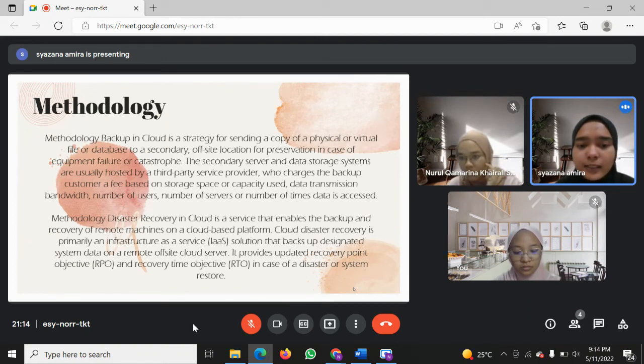Methodology: disaster recovery in cloud is a service that enables the backup and recovery of remote machines on a cloud-based platform. Cloud disaster recovery is primarily an infrastructure as a service solution that backs up designated system data on a remote off-site cloud server. It provides updated recovery point objective (RPO) and recovery time objective (RTO) in case of a disaster or system restore.